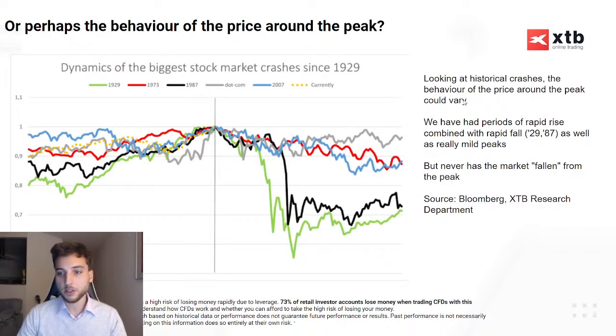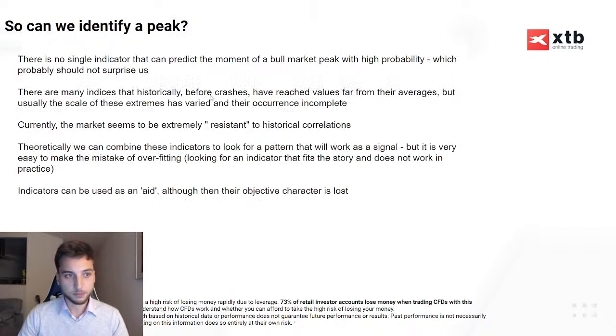Looking at historical crashes, the behavior of the price around the peak could vary. We've had periods of rapid rise combined with rapid fall, in 1929 and in 87, as well as really mild peaks, but never has the market fallen from the peak. That's something worth keeping an eye on, because a huge drop from the peak could be something similar to what we saw with the beginning of the pandemic, but that was caused by an extreme factor, and then we ended up seeing a V reversal in many indices, particularly the US. So the question is, can we identify a peak?